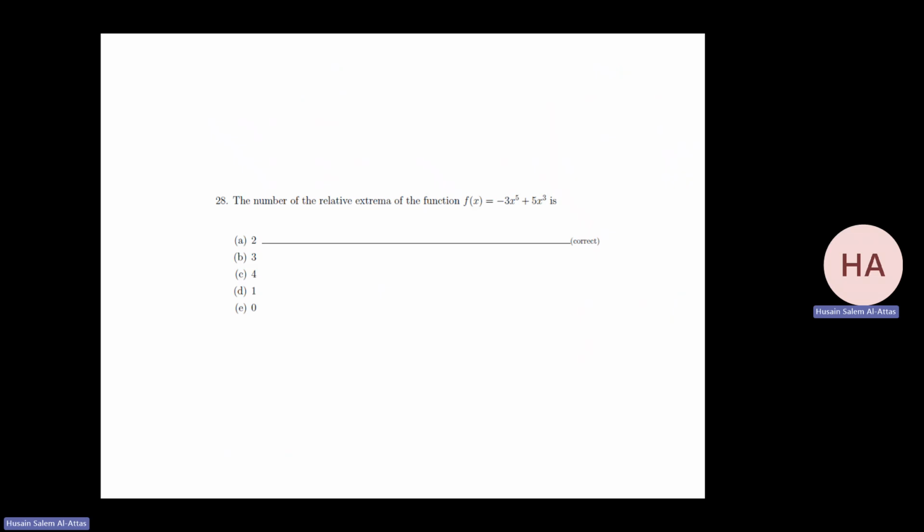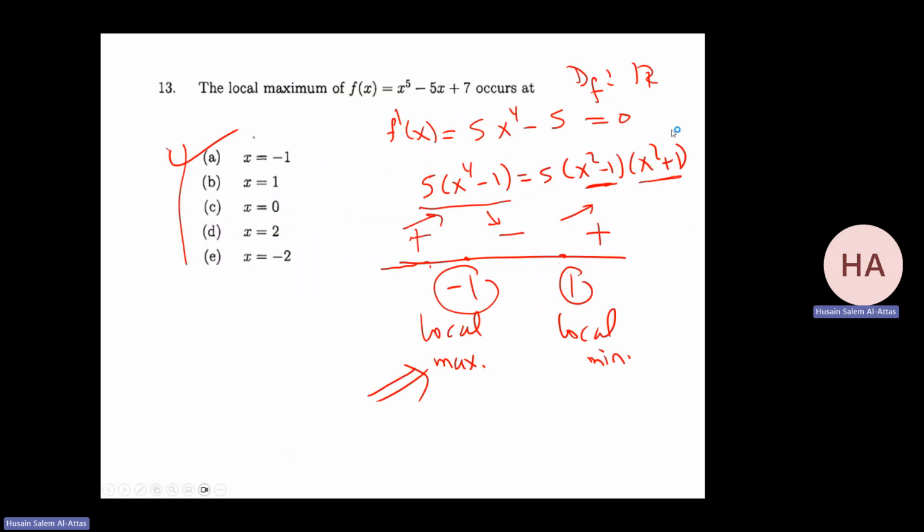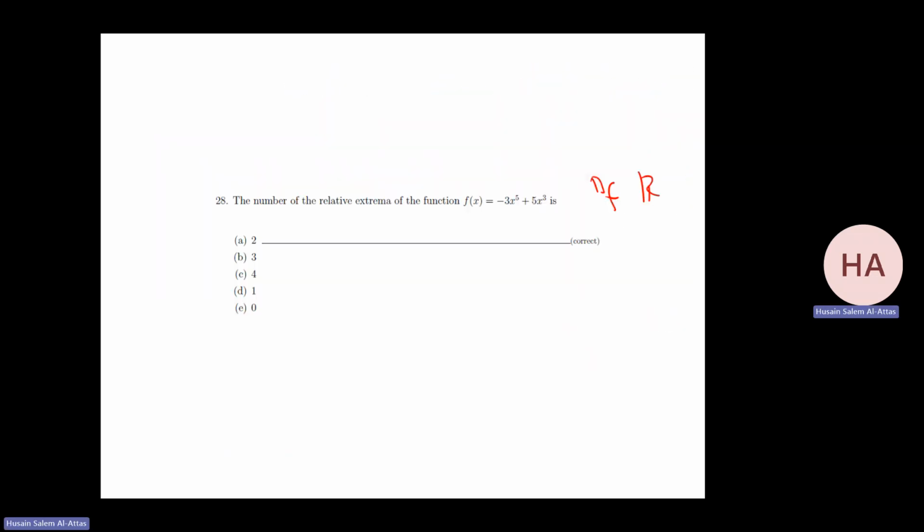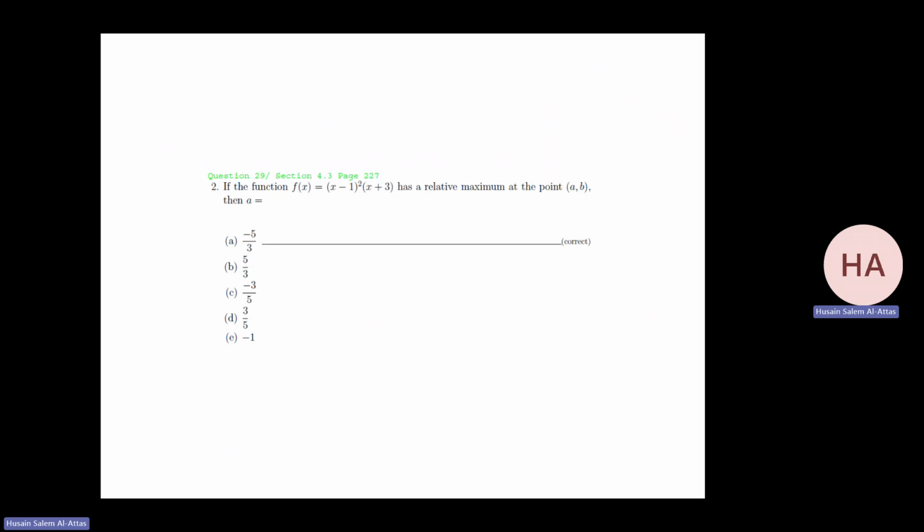The number of relative extrema of this function, let us do the calculation. The domain of f is all real numbers. Look, we have different ways of setting the question. Just say local maximum equal to what, or local minimum. The function has, and he gives you both. Or he said the number of relative extrema.